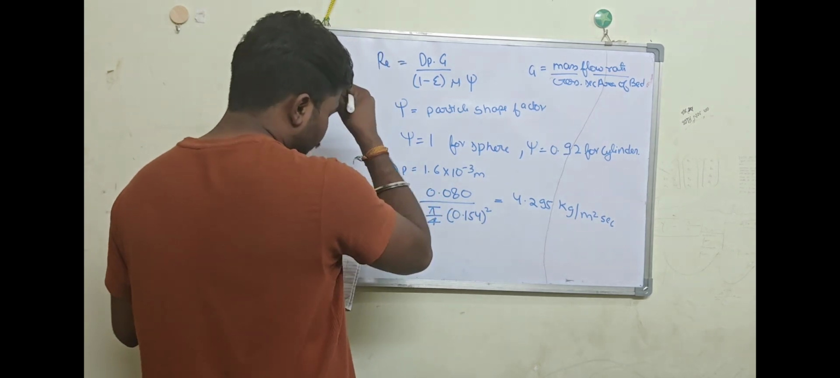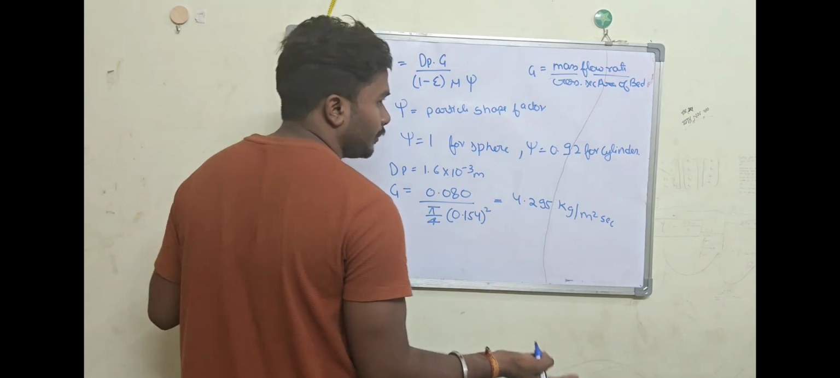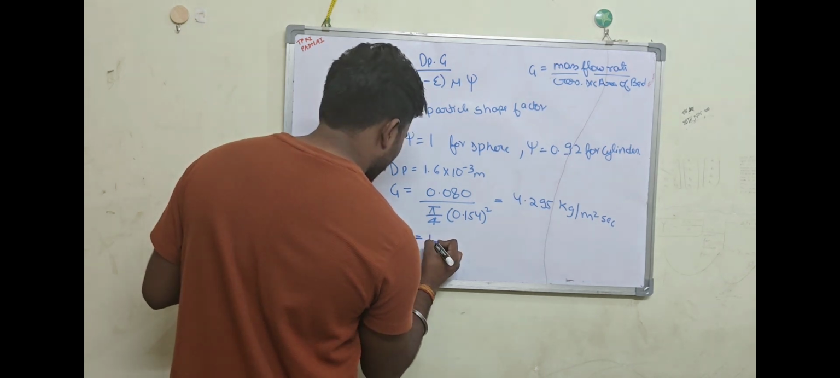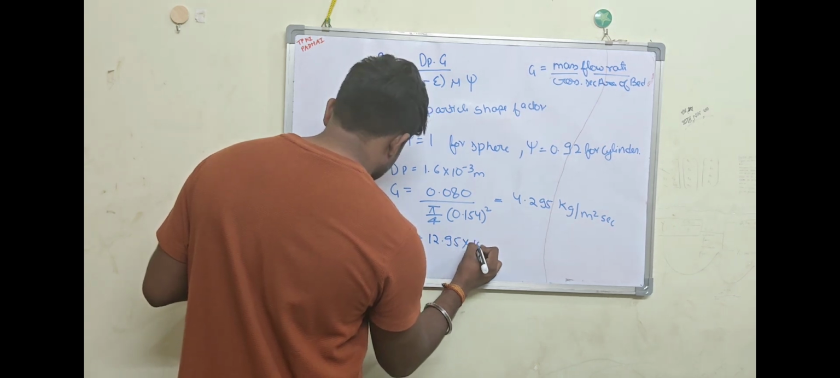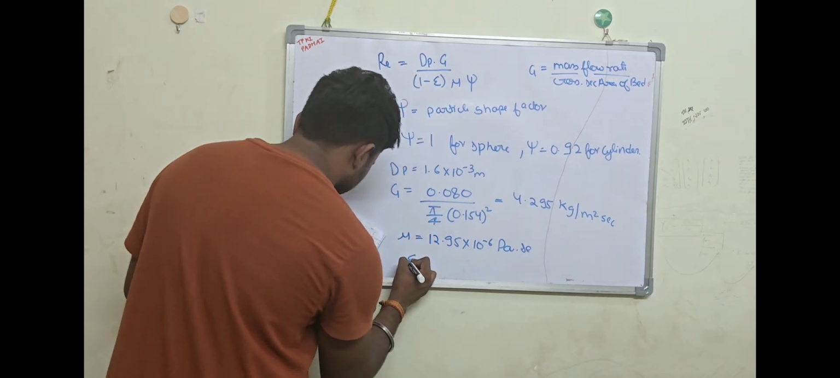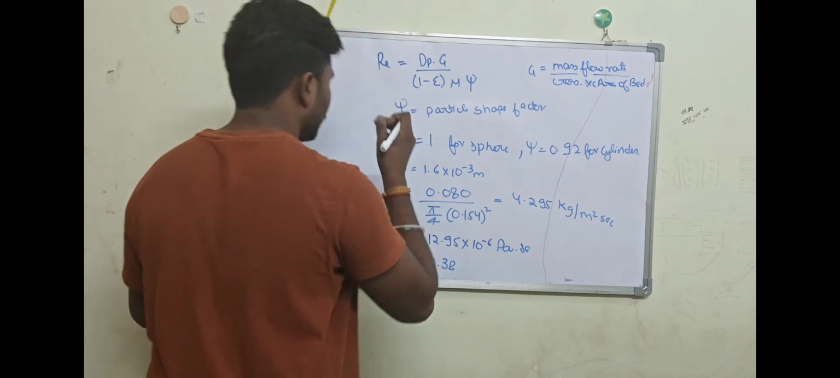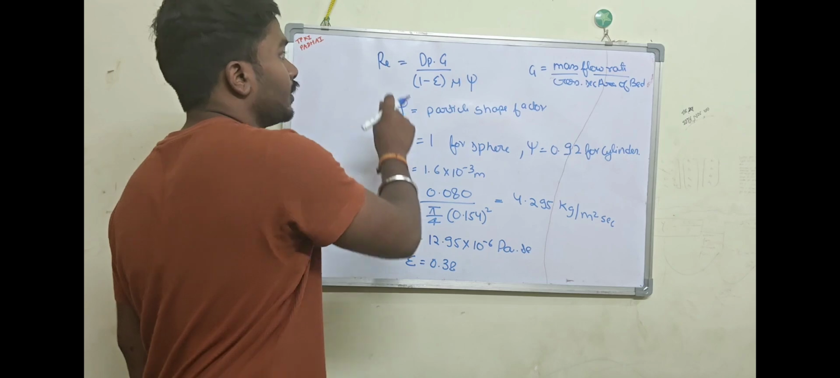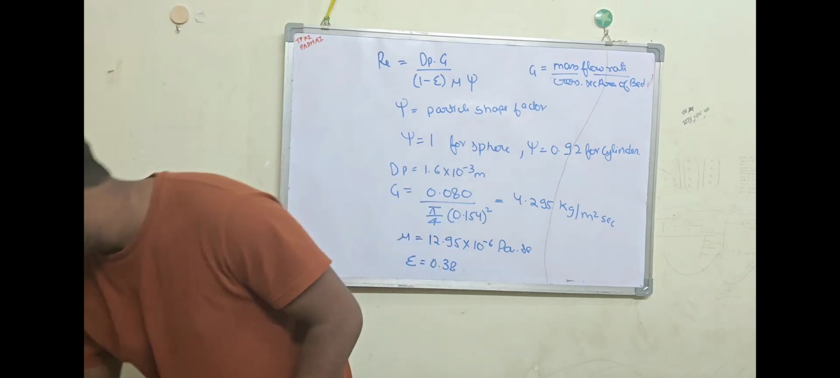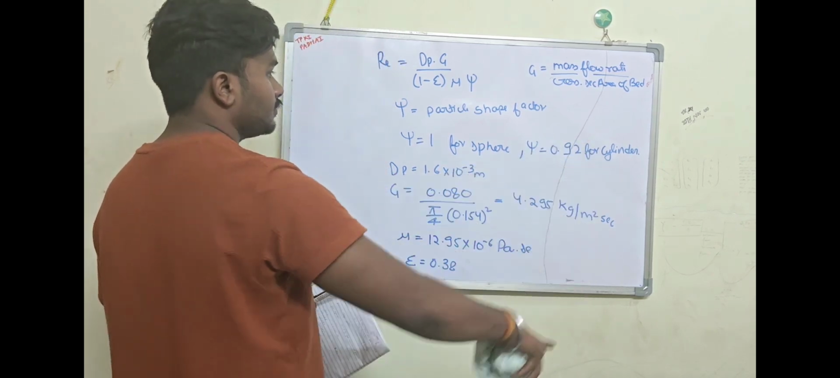So viscosity of that N2 at given pressure and temperature, that was 200 Kelvin temperature and pressure 2 atmospheric, was given as mu 12.95 into 10 to the power minus 6 Pascal second, and the voidage is also given as 0.38. So we will be putting all these values into the Reynolds number formula and getting the Reynolds number. So let's just erase this. You can note down these values which we had calculated.